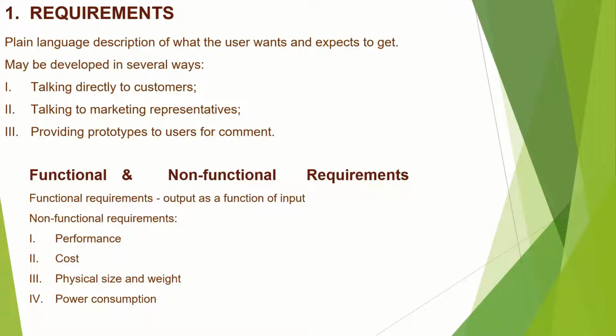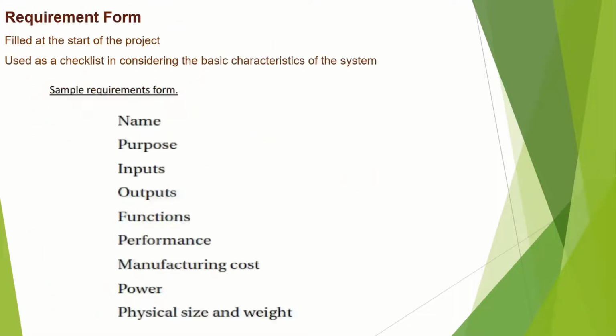The requirement can be functional or non-functional. The functional requirement captures the basic functions of the system, whereas the non-functional requirement includes performance, cost, physical size, weight, and power consumption. The important thing that we have under requirement is requirement form. It is filled at the start of the project and it can be used as a checklist in considering the basic characteristics of the system.